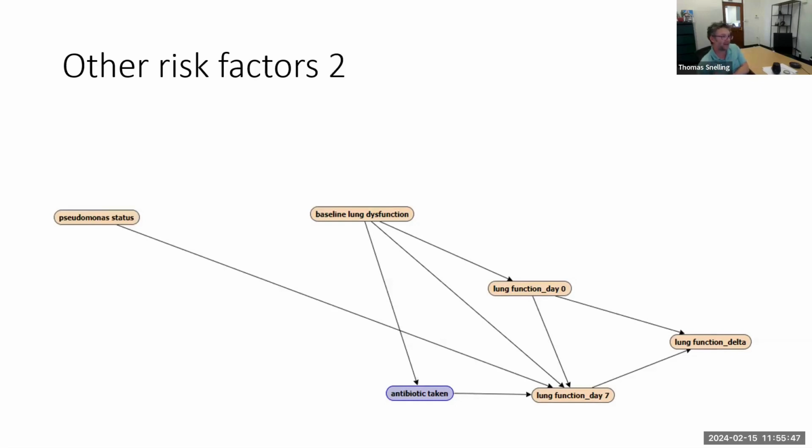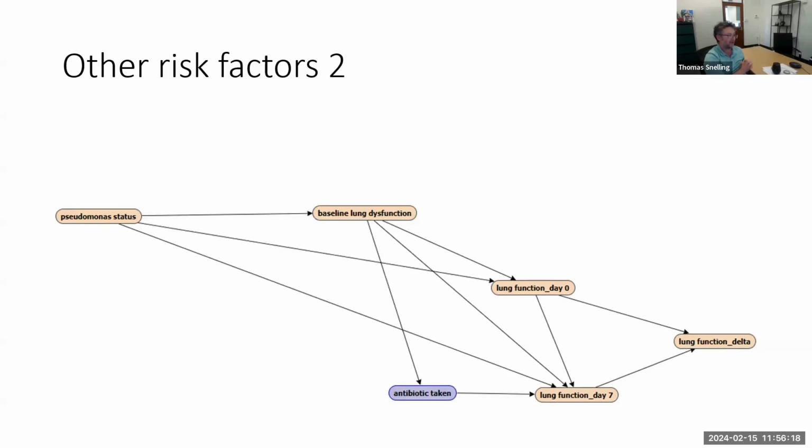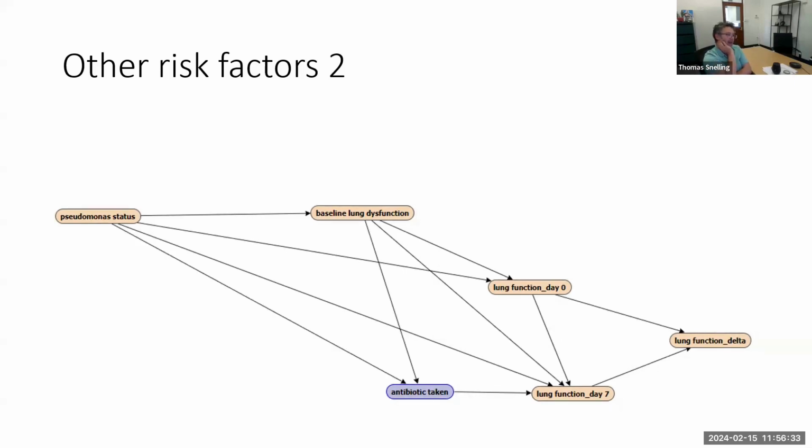Baseline lung function is not the only risk factor. There's also the types of bacteria and the density of colonization of bacteria in the airway. And one particular bacteria that's important in cystic fibrosis is Pseudomonas aeruginosa. Some people are colonised with it. They tend to have worse outcomes. It tends to be inflammatory and drive worse lung function. But some people don't have Pseudomonas. They tend to do better. And that Pseudomonas status obviously also therefore drives the baseline level of lung dysfunction and also lung function on day 0. And again, it can also influence which antibiotics and how antibiotics are given for management of one of these exacerbations.